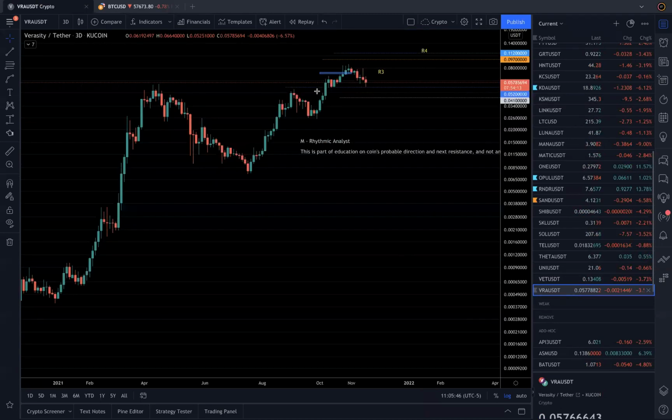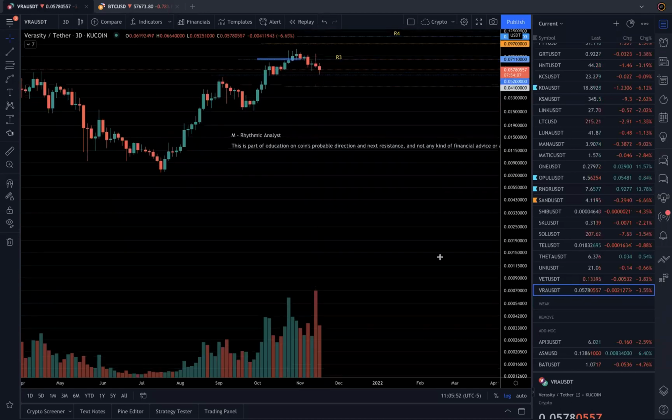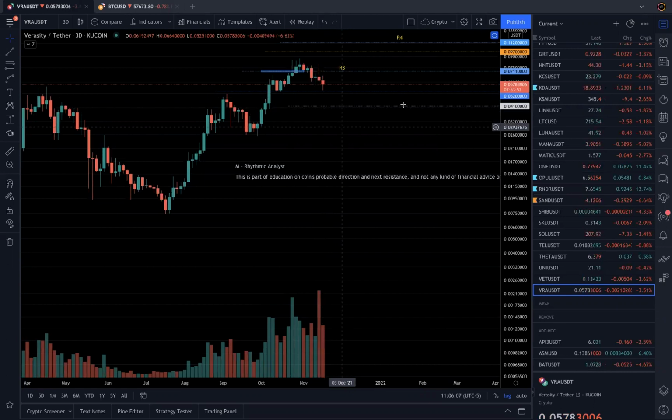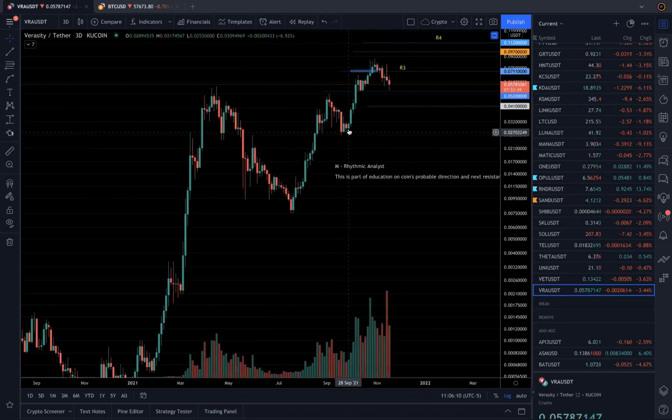Okay, VRA has touched the blue R2, I think it's the R2. So this is a support, you see it reacted. If this is broken, it will look for this one. So this is your first defense, this is your second defense, right? If this is broken again, this is a major defense, but then it's too late.